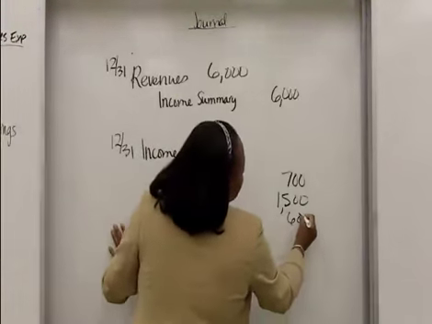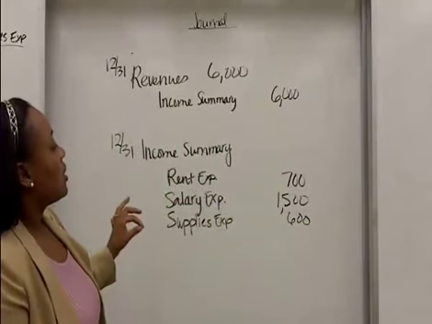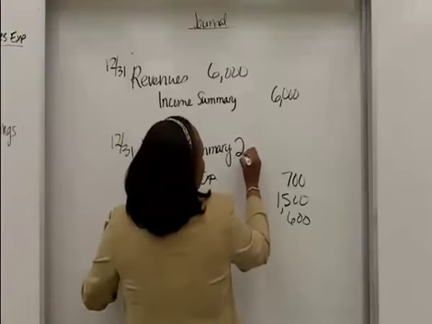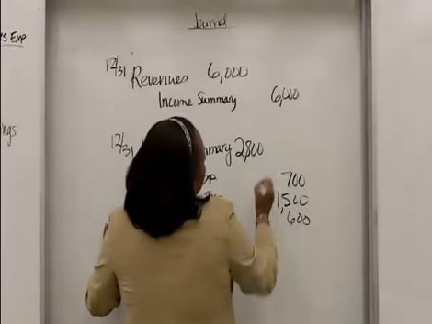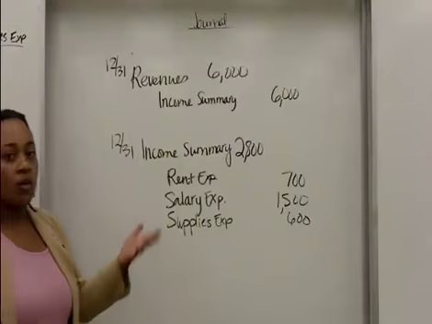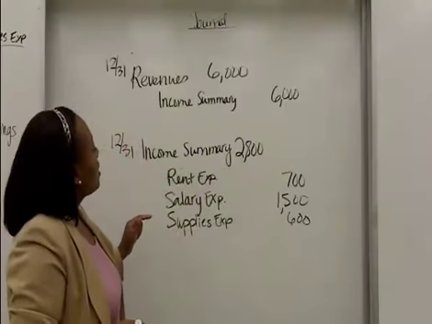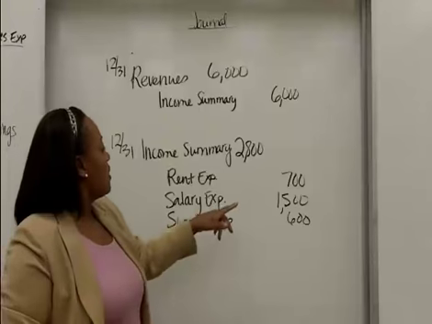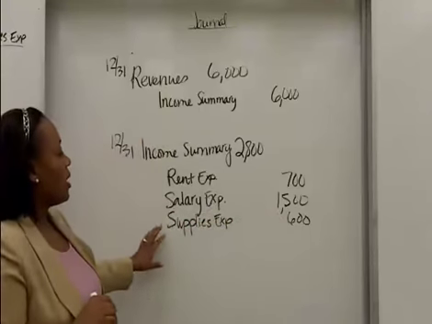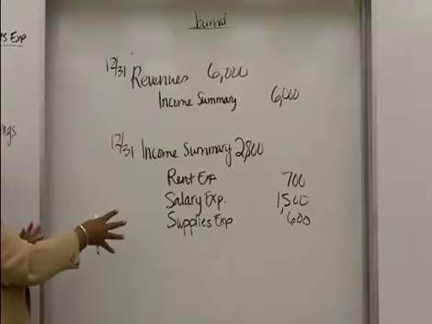Okay. Now with your calculators, 700 plus 600 is 1,300. 1,300 plus 1,500 is 2,800. So that will be the amount of our debit, because remember, we want our debits to equal our credits. We want our left side to equal our right side when we're journalizing. So income summary will be debited for 2,800, and we'll credit rent expense for 700. We'll credit salaries expense for 1,500, and we will credit 600 to supplies expense. Now, this is the journal entry.